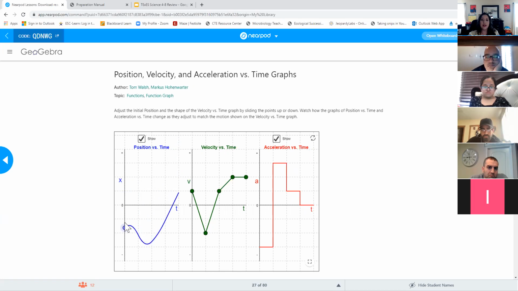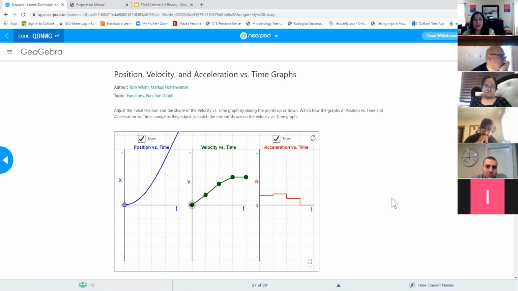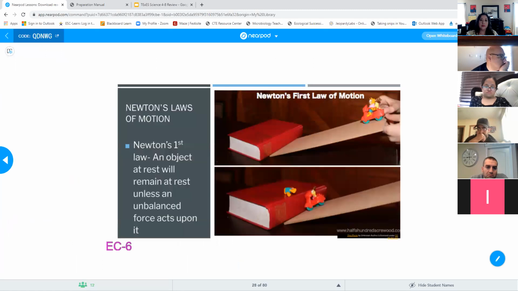If I move this one, I don't see any changes that happen, but I can move points on here. And it shows me how all of these graphs are going to be affected because of that. That's just a good little example to help you visualize what is happening. And again, on the self-paced Nearpod, you'll be able to access everything that I'm sharing with you here.